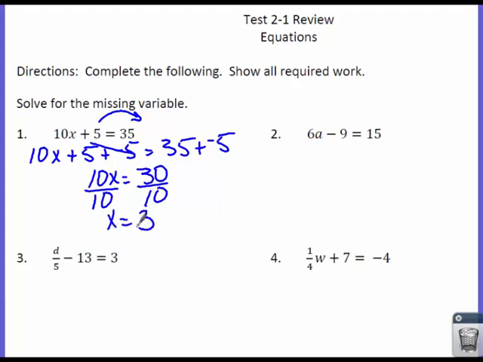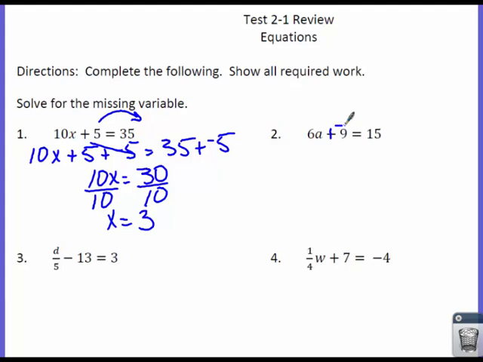Now number 2, we do the same exact thing, but I do see something I need to take care of first. One of the things that I do is I change my subtraction to addition, next number to its opposite, just to prevent careless mistakes. Now that is just a suggestion. It's not something that's mandatory, but it does prevent a lot of careless mistakes.